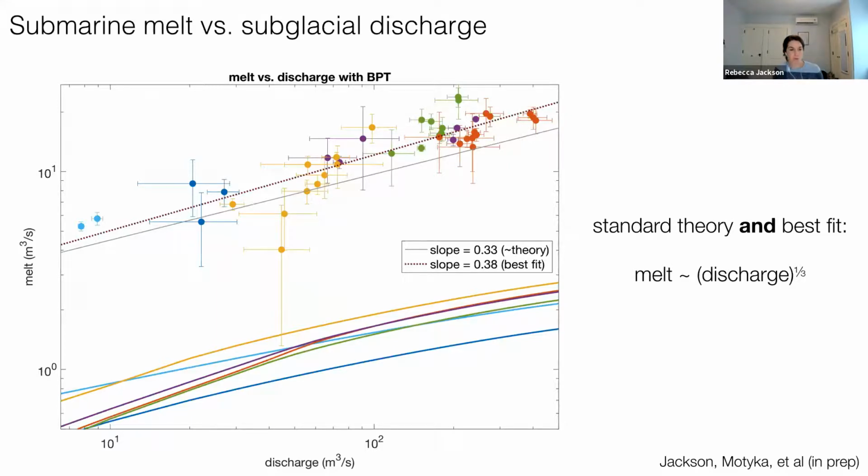But basically, if we want to look at the relationship between melt and discharge in the observations, I'm now just plotting this in a log-log plot. And basically, from theory, you expect a slope of about 1/3, and the best fit to these observations is about 0.38. So remarkably similar to what we expect from theory. And this is exciting because we actually have the observations here to really test this relationship that's used so widely in the field.